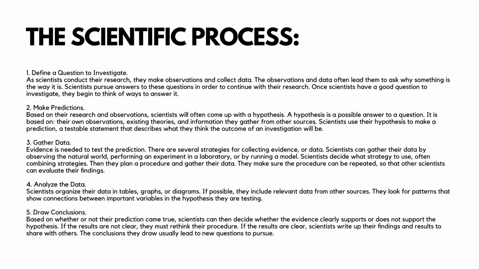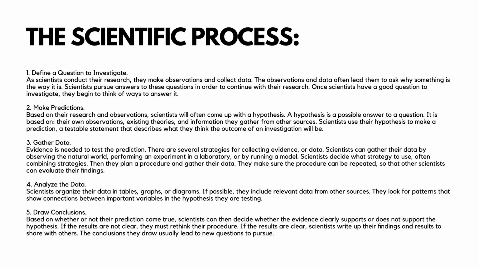The scientific process: scientists use a dynamic, open-ended process to investigate questions. Here are the 5 steps. Define a question to investigate. As scientists conduct their research, they make observations and collect data. The observations and data often lead them to ask why something is the way it is. Scientists pursue answers to these questions in order to continue with their research.